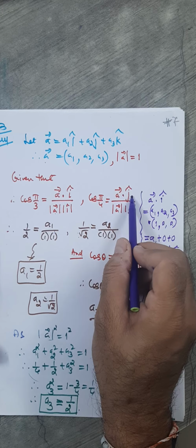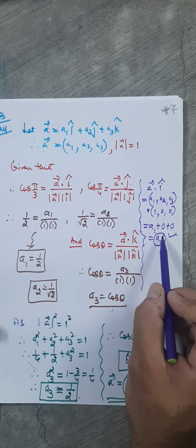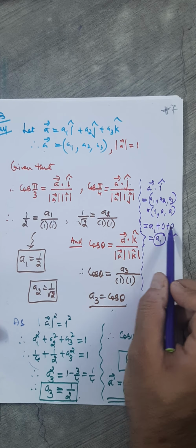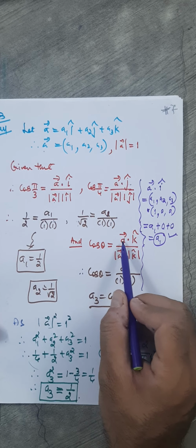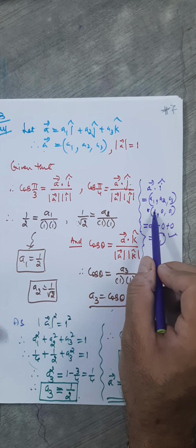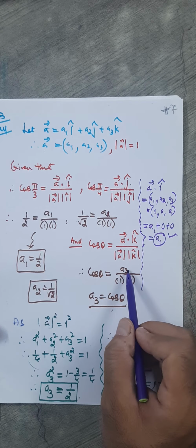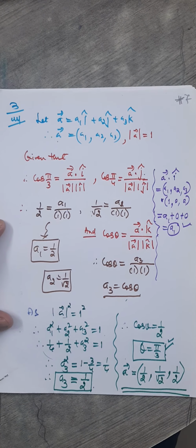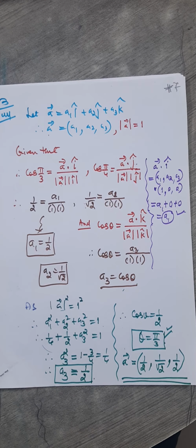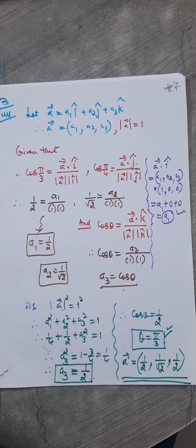Same way, if you do the dot product here, then you will get just A2, because the other two will be 0. That's why this is A2. If you do the dot product of these two, the other two will be 0 and 1, and therefore you will get the A3 here. The other things are quite obvious here. Fine.